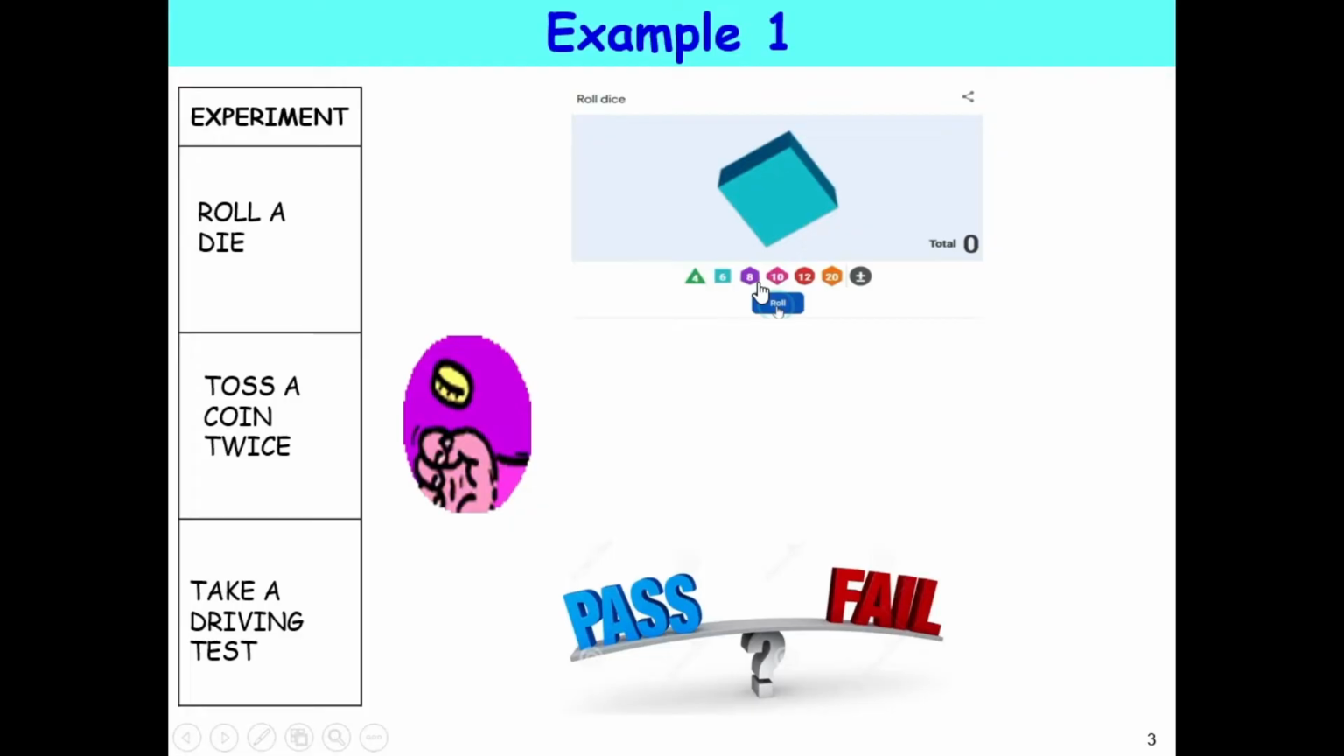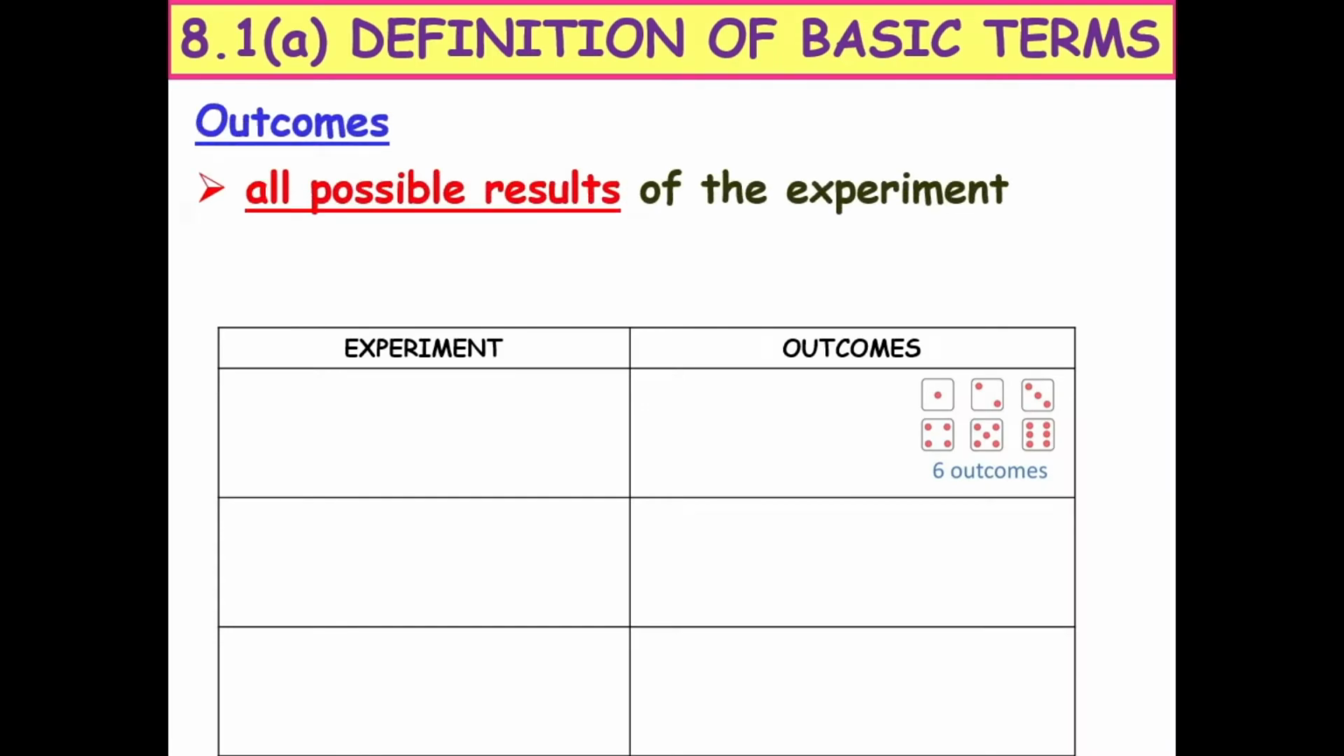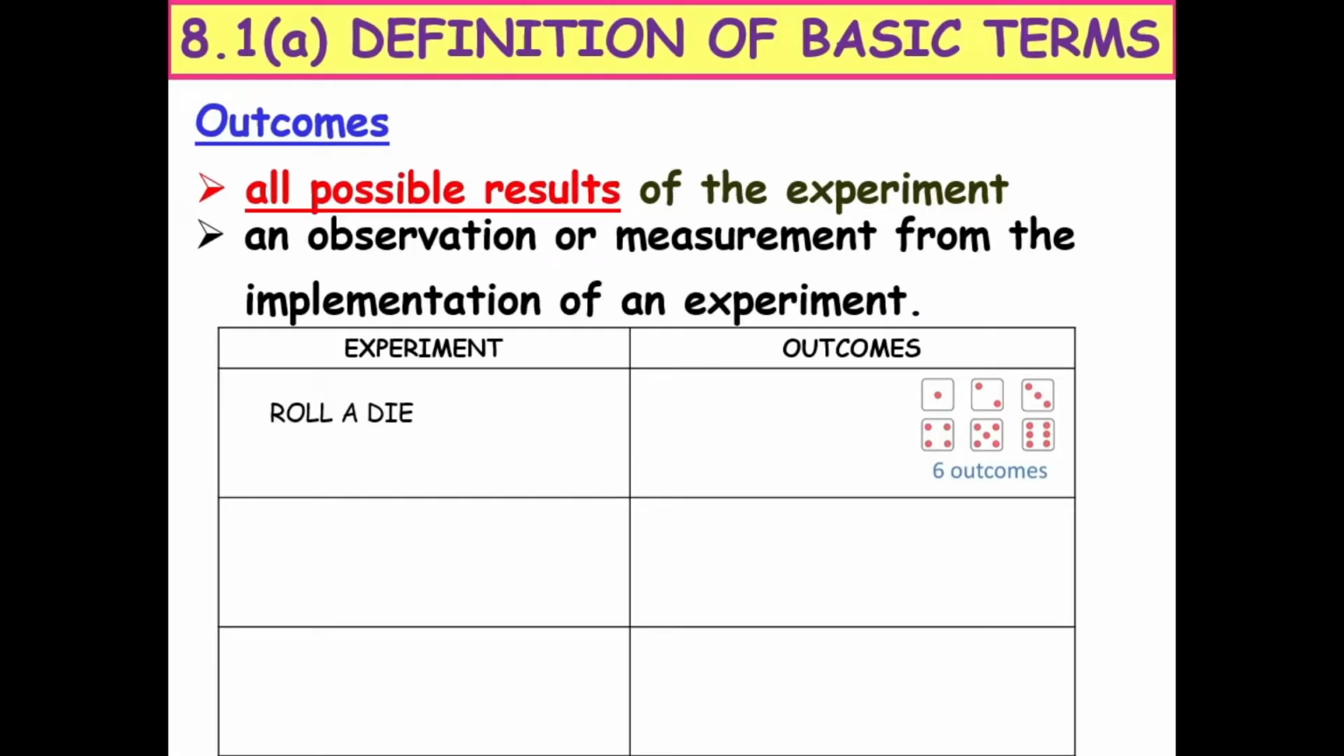In each of these examples, you can specify the possible outcomes. However, we do not know which outcome will occur. We call all the possible results from a random experiment outcomes. Back to the first example that we saw on the previous slide, roll a die. The outcomes may be either 1, 2, 3, 4, 5, or 6.